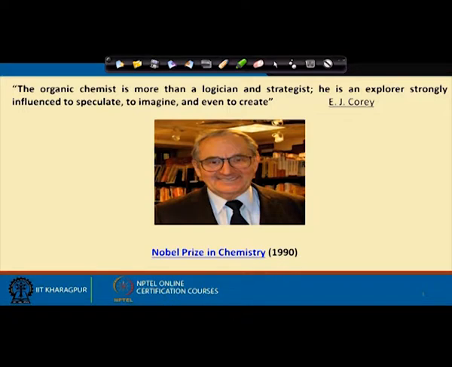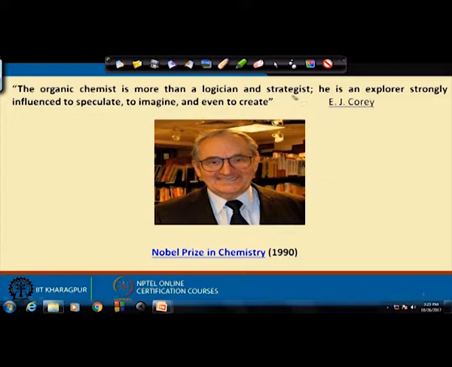Professor E. J. Corey got his Nobel Prize in 1990 in organic chemistry, and Professor Corey says that an organic chemist is more than a logician and strategist. He is an explorer strongly influenced to speculate, to imagine and even to create. So, basically the same idea echoed by Professor Woodward: you have to be a great artist to create something, and that is why organic synthesis is based on these terms. You have to speculate, you have to imagine, and you have to even create.